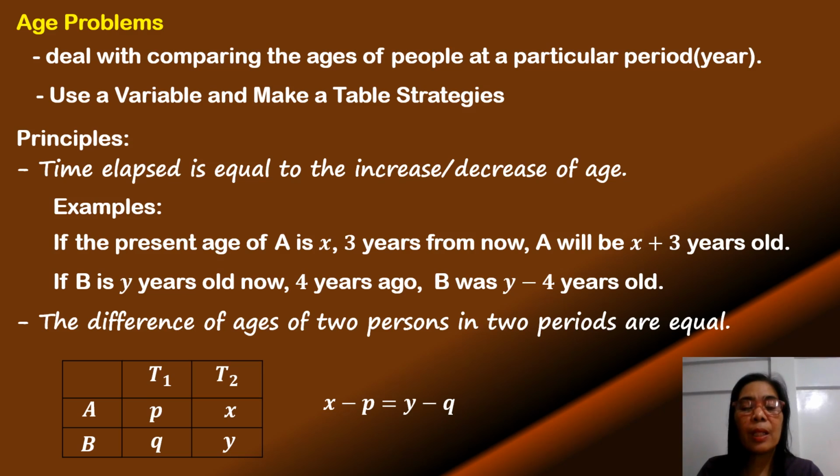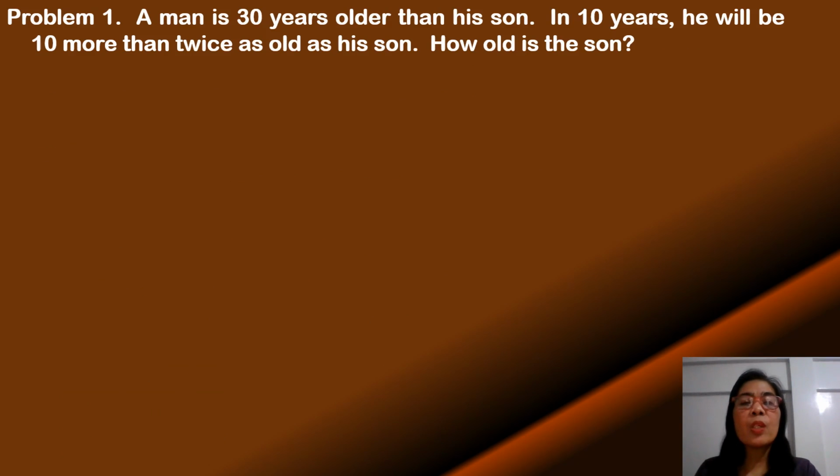Or similarly, the difference of the ages of A and B in the first period must be equal to the difference of their ages in the second period. That is, P minus Q is equal to Q minus Y. So these are the two principles that we will be using in constructing the equations based on the given conditions in the problem. Let us solve this problem.